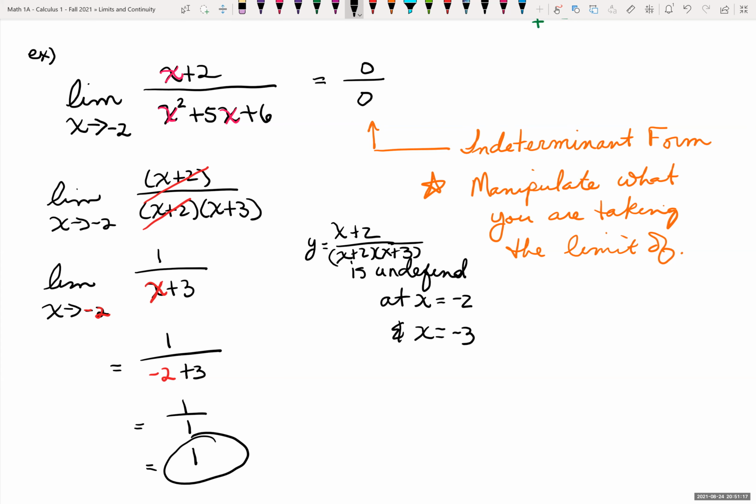We'll look at more examples of this on Thursday, where we're going to continue to look at this algebraic approach to limits where we can just substitute in the value, but I'll give you some more examples where we get this indeterminate form 0 over 0. We would have to manipulate it a little more. Let me stop there.